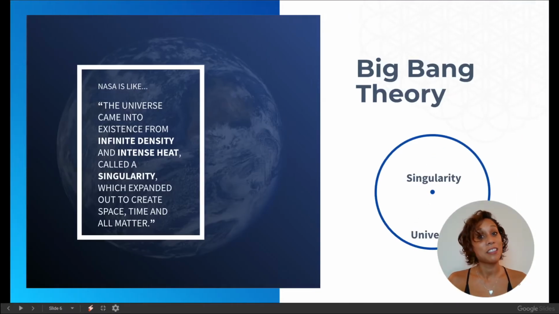Well, let's think about the Big Bang, because this is where we all come from when we think about space. Before the Big Bang, there was no space, no time, no energy and no matter, right? So let's start with a dot. At least we can agree on this. We all started from a dot, which in a sense is a singularity. Everything was compressed. Here's a very nice quote. I'm just going to read that out. NASA says the universe came into existence from infinite density and intense heat called a singularity, which expanded out to create space, time, and all matter.